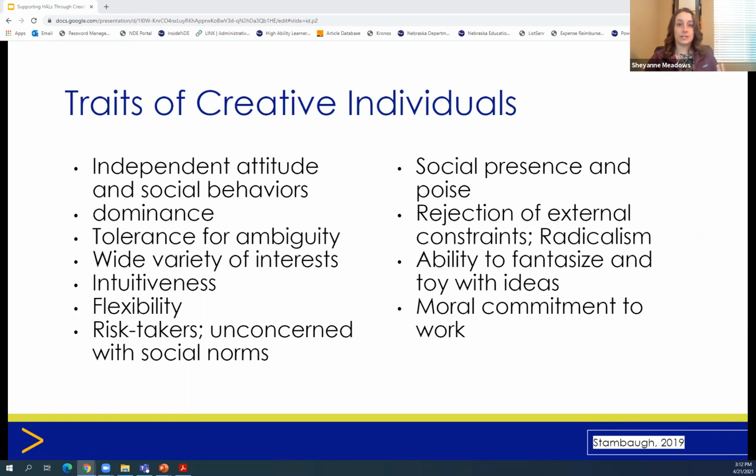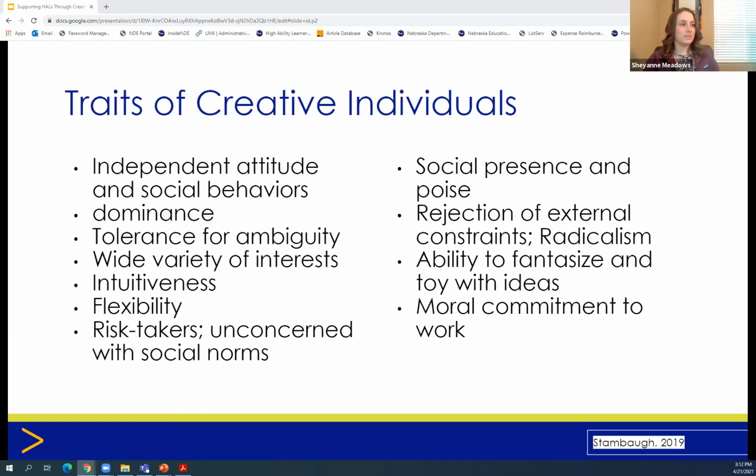They a lot of times have great social presence and poise. We know that part of this is being able to communicate your results. And so those students who aren't able to communicate results, they're not going to have that creative production because they're not able to take that next step and move a field forward if they cannot present their results correctly.